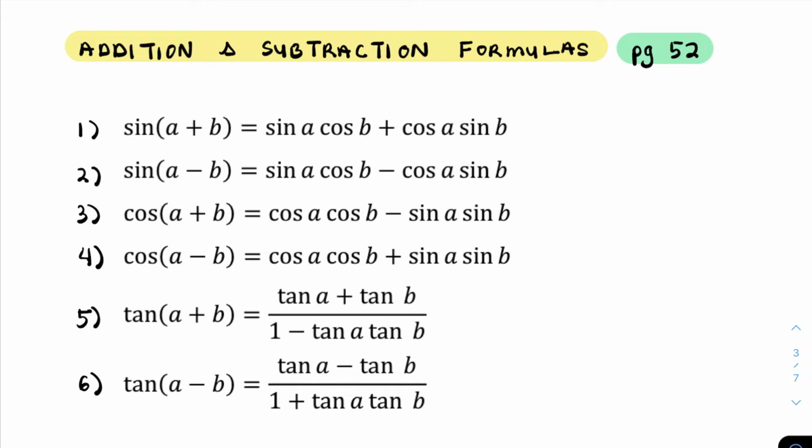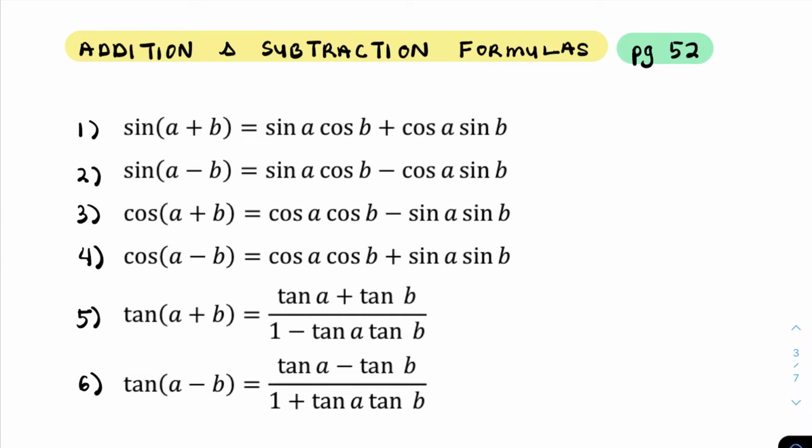For sine A plus B, the formula given is sine A cos B plus cos A sine B. Now the second one, if you have sine A minus B, this is subtraction. The first angle is A, the second angle is B. The formula says you're going to have sine A cos B minus cos A sine B.